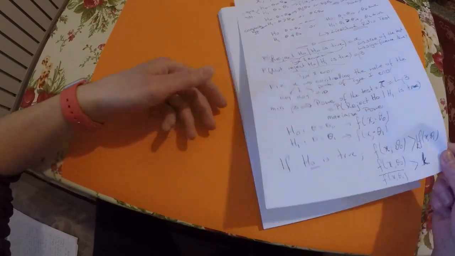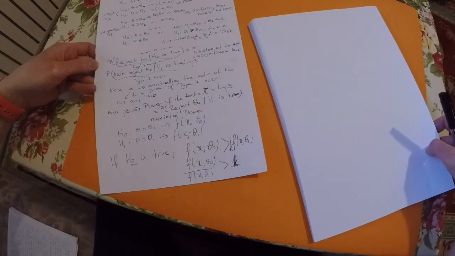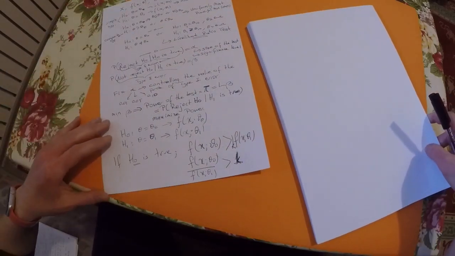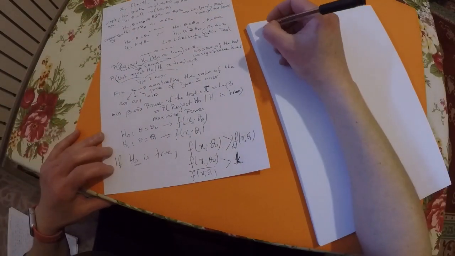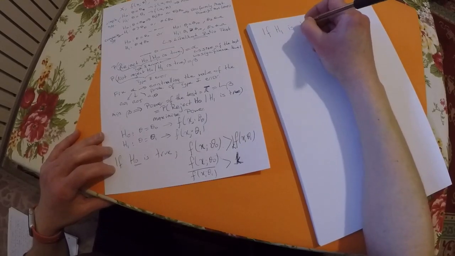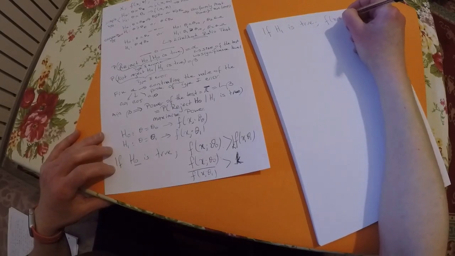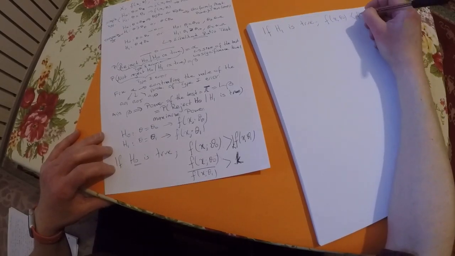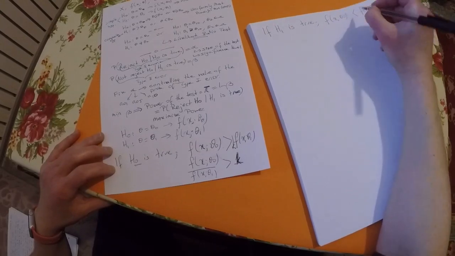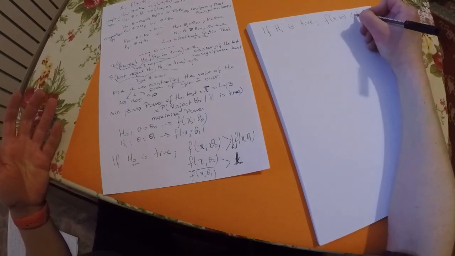Let me put it this way. I will also use the back side of the test, but you may need to write everything. And if H1 is true, we have the reverse, right? f of x theta 0 should be less than f of x theta 1. So the density at this point should be higher. How much higher? k times again.